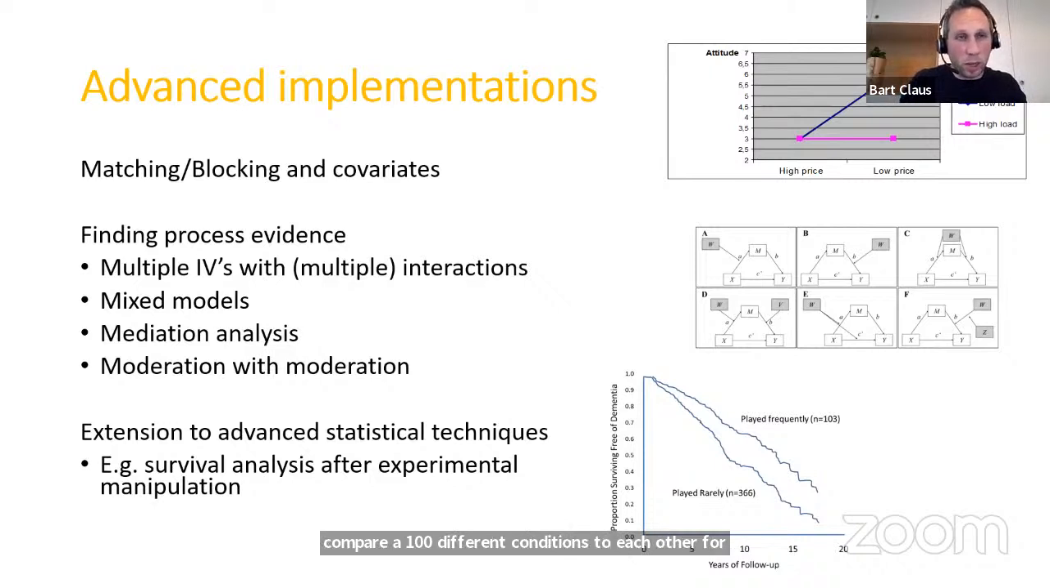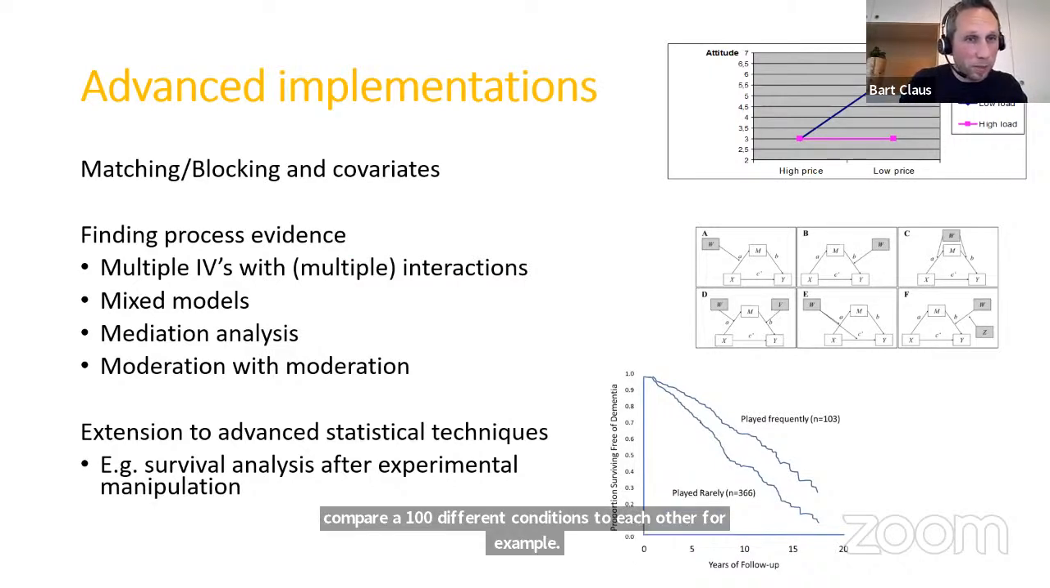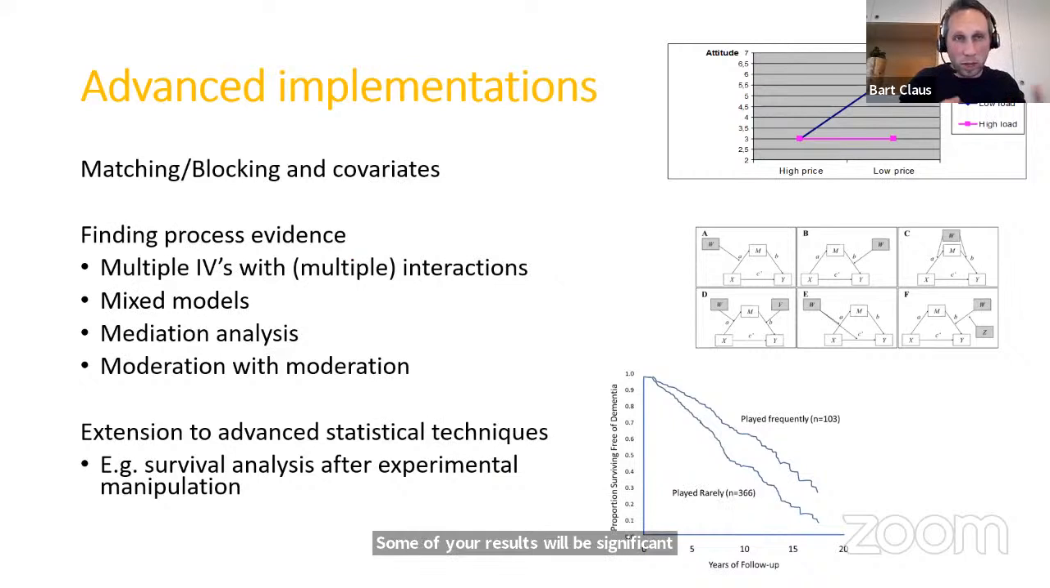Some of your results will be significant, even if a conclusion about those results being significant is not warranted, right? Because these significant results could simply be there based on chance, right? We're still, p-values are probabilities, right? So we could still be making mistakes, right? Even if we have significant results.